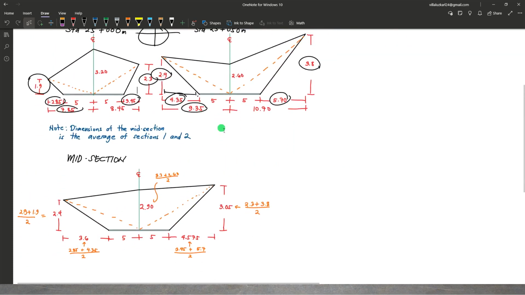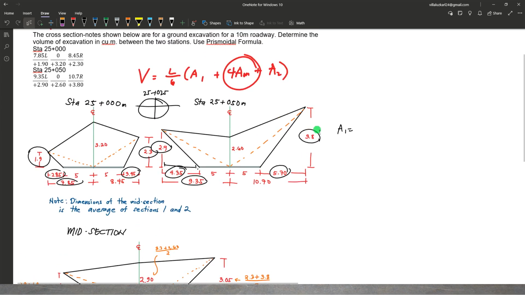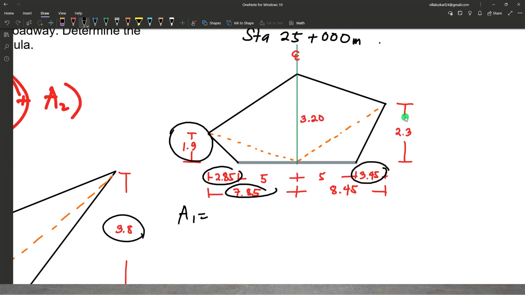From that we can now compute the area at area 1, or the area at station 25 plus 000, which is what? Dividing it again into different parts. So let's have a separate drawing. For area 1, the area for the first station, divided into several parts, I will directly write the solution for the area of each triangle.